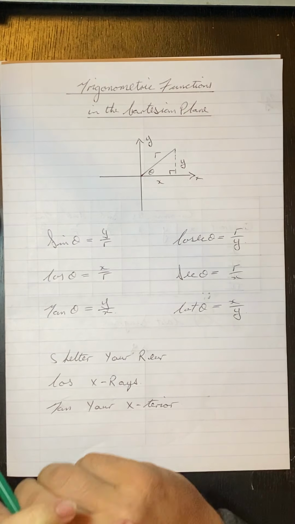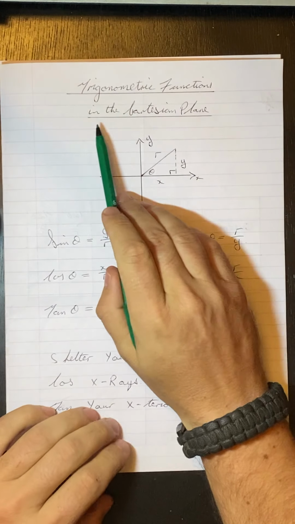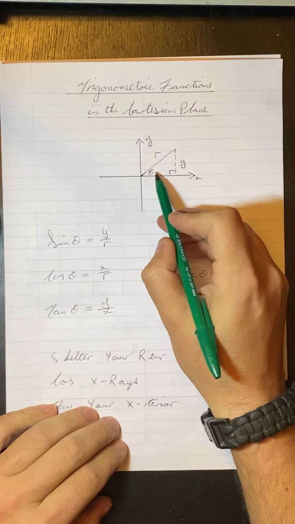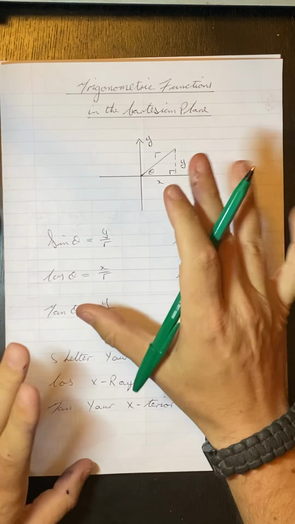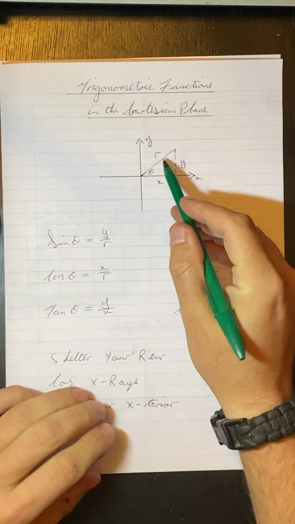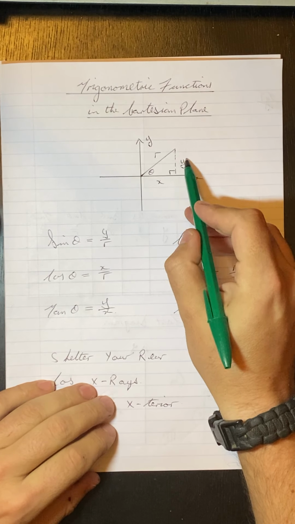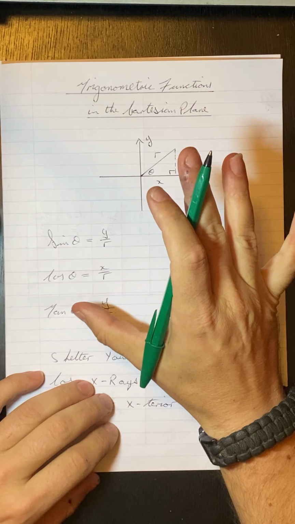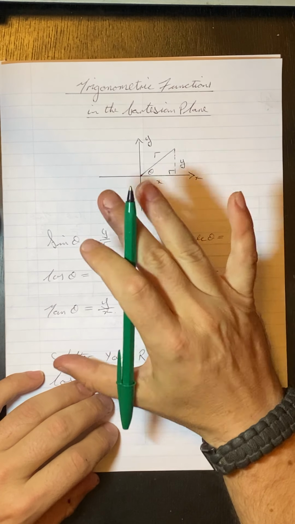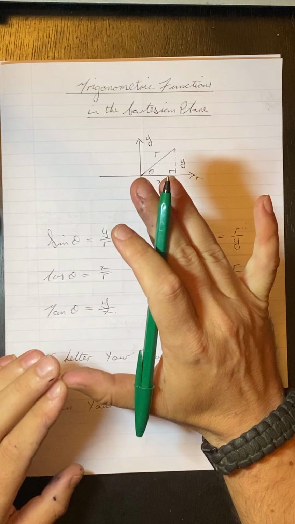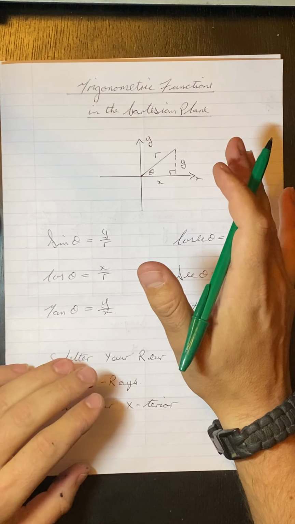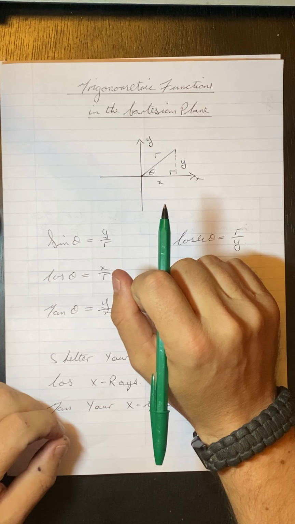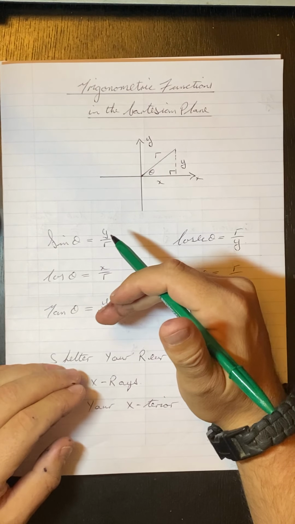Okay, next thing that we're going on to is trigonometric functions in the Cartesian plane. Now, guys, all I've done here is just drawn some angle theta. Now, with that, as you guys have seen, it'll have a y value, an x value, and an r value. Now, you guys have learned that sine is opposite over hypotenuse, cos is adjacent over hypotenuse, and tan is opposite over adjacent, with their reciprocals.